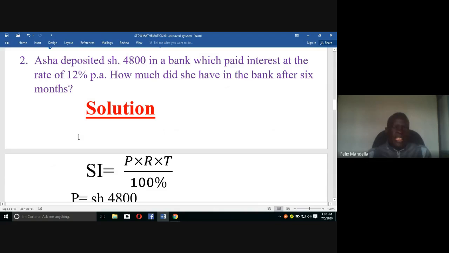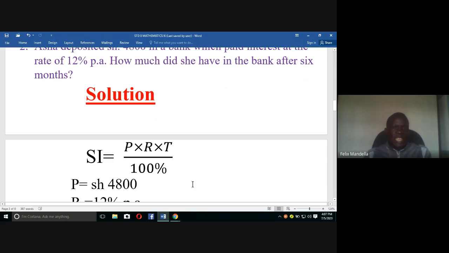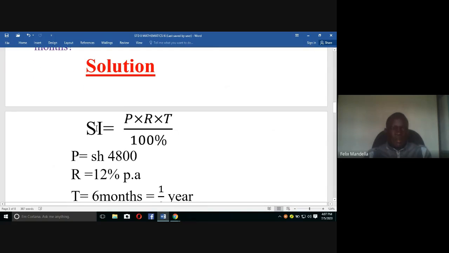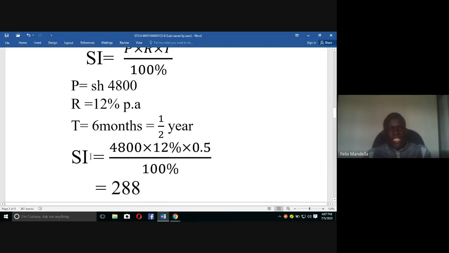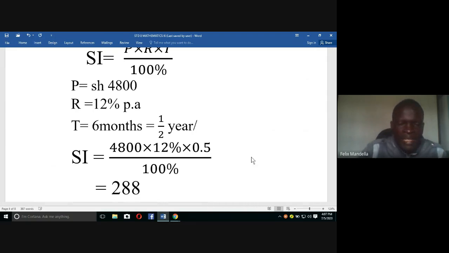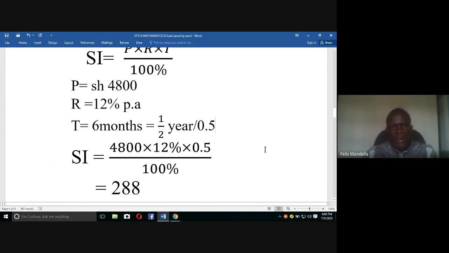6 months in years, because the rate is per year. It's half a year. 6 months is half a year, or 6 over 12 is half. So apply the formula. Simple interest, principal times rate times time. Principal is 4,800, rate is 12%, time is 6 months or half a year. So we shall say 4,800 times 12 times 0.5. Half is also the same as 0.5.